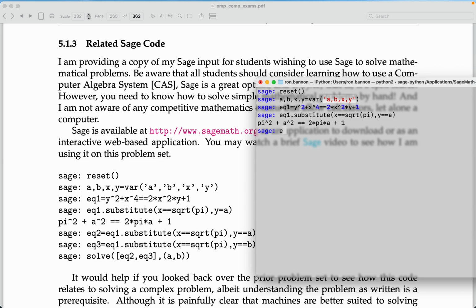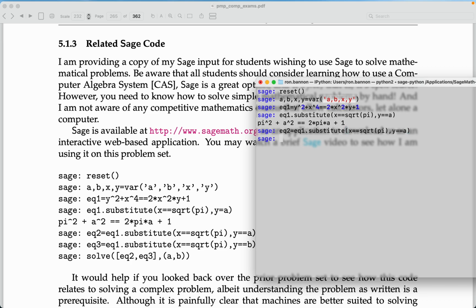Now I'm going to do equation 2, EQ2, right? EQ2 now is going to be equal to, I keep saying that, it's assigned EQ1, substitute, and we're going to substitute x square root of pi, sqrt, pi, and I'm going to say y is equal to a. Now someone says you just did that. A little different now. I'm making an assignment out to EQ2. That's going to be a, right?